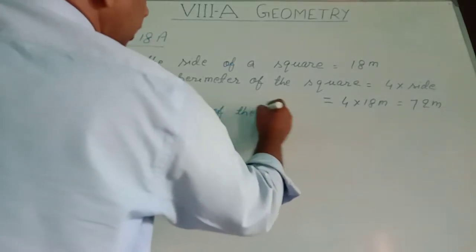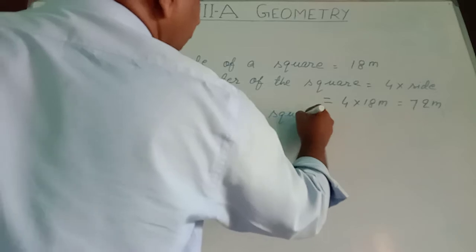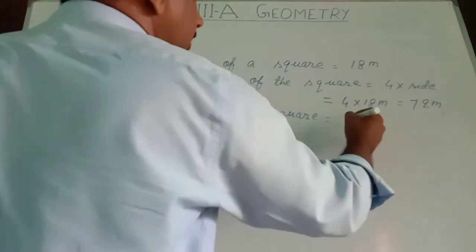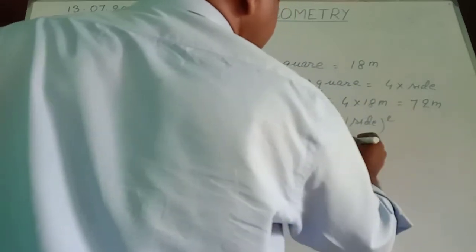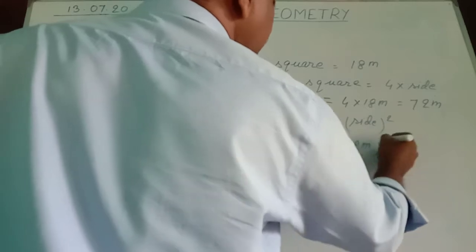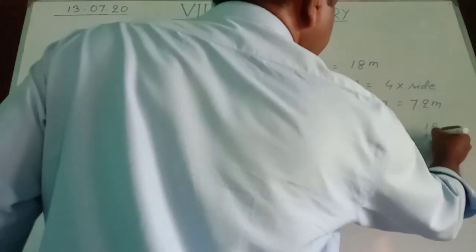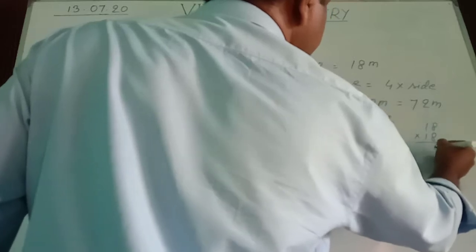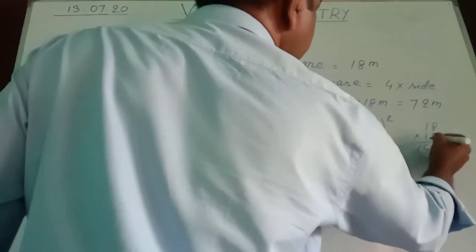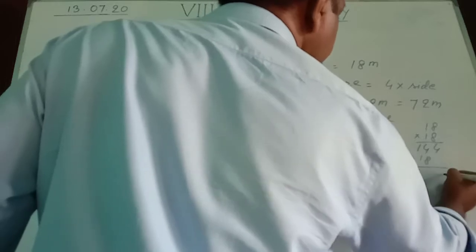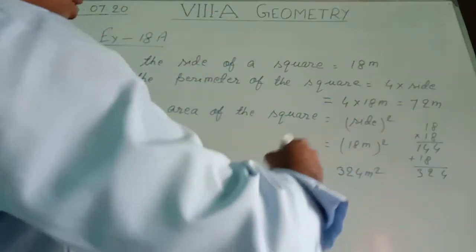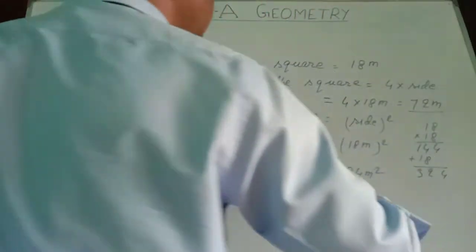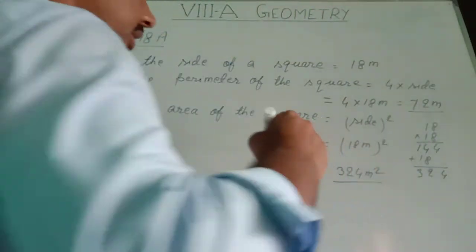The second is the area of the square. Area of the square equal to side square, and side is 18 meter whole square. So 18 into 18 is equal to 324 meter square. These two are the answers: perimeter 72 meter and the area 324 meter square.